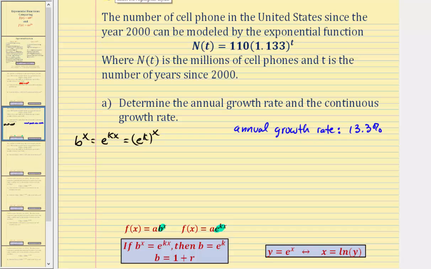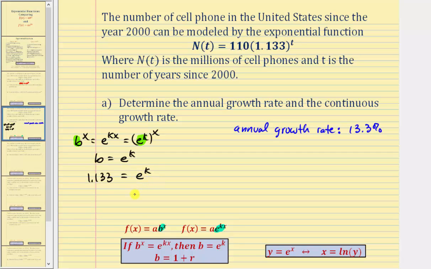Notice in this form, we should be able to recognize that that means the base b must be equal to e to the k. So if b is equal to e to the k, and we know b is equal to 1.133, in order to find k, the continuous growth rate, we need to solve the equation 1.133 equals e to the k. So to solve this exponential equation, we can write the exponential equation as a log equation using the definition of a logarithm shown here, where y equals e to the x is equivalent to x equals natural log y. So write this as a log equation.